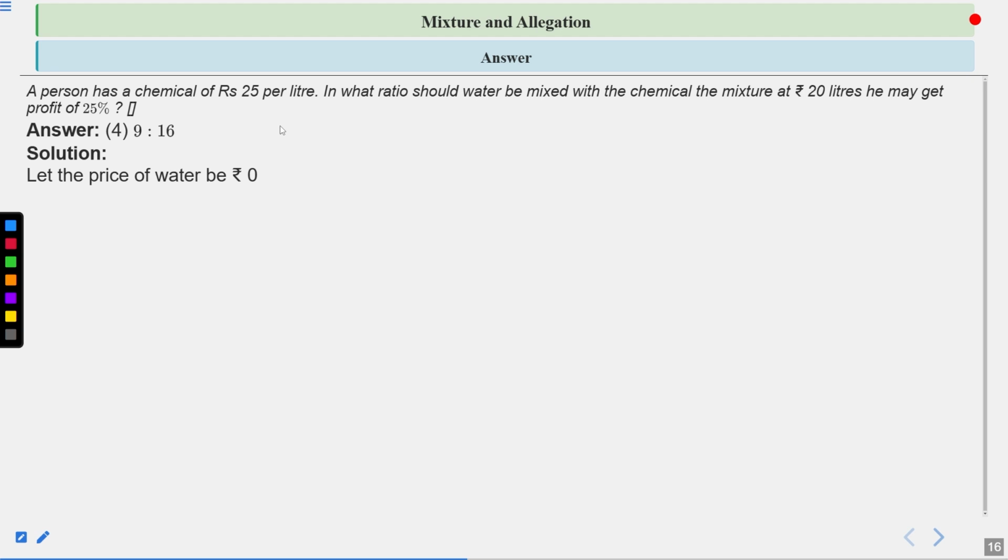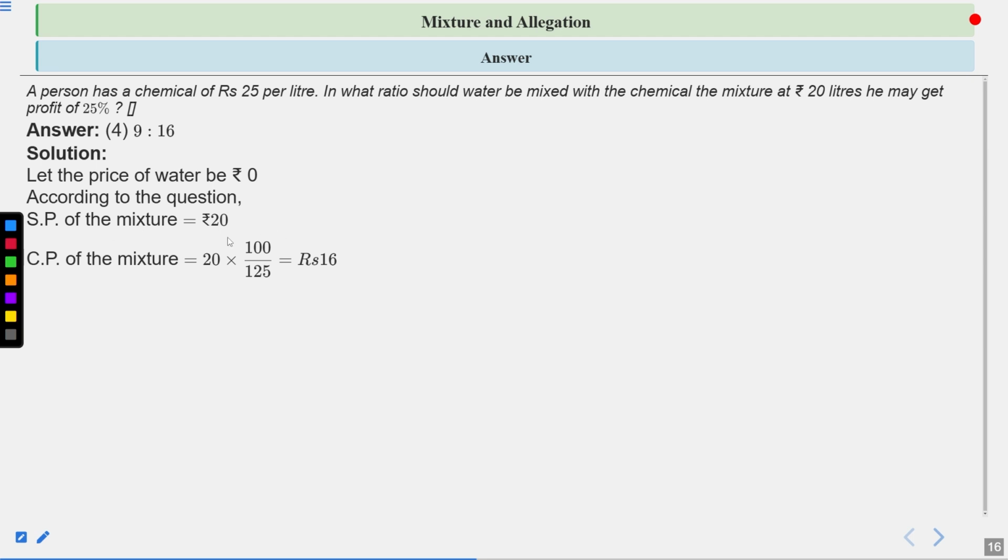So let the price of the water be 0 rupees. According to the question, the SP of the mixture is given as 20 rupees per liter. So we can calculate the cost price. We know that this 20 has a 25% profit. So we can say 20 into 100 upon 125 gives the cost price of the mixture, which is 16 rupees per liter.